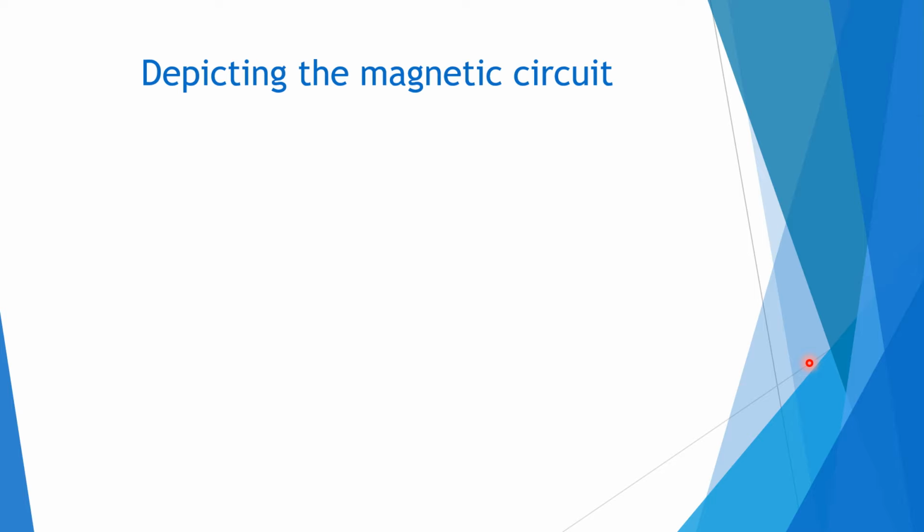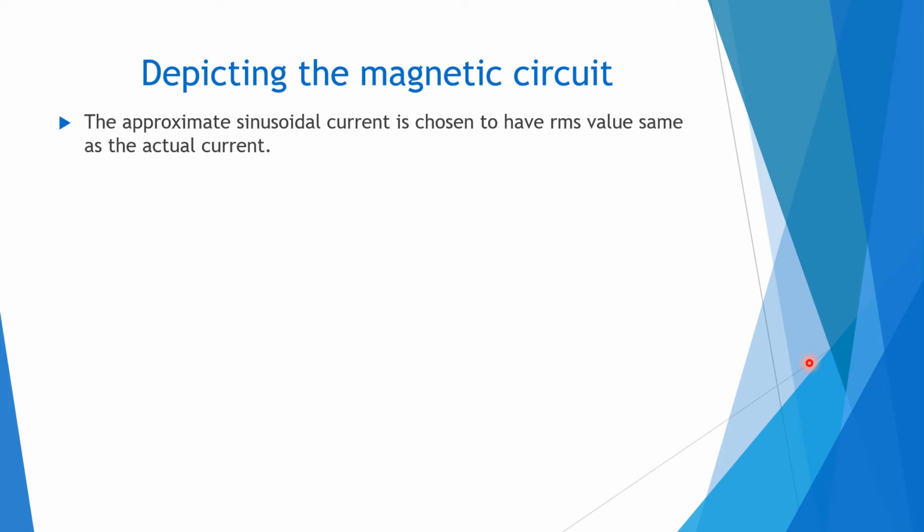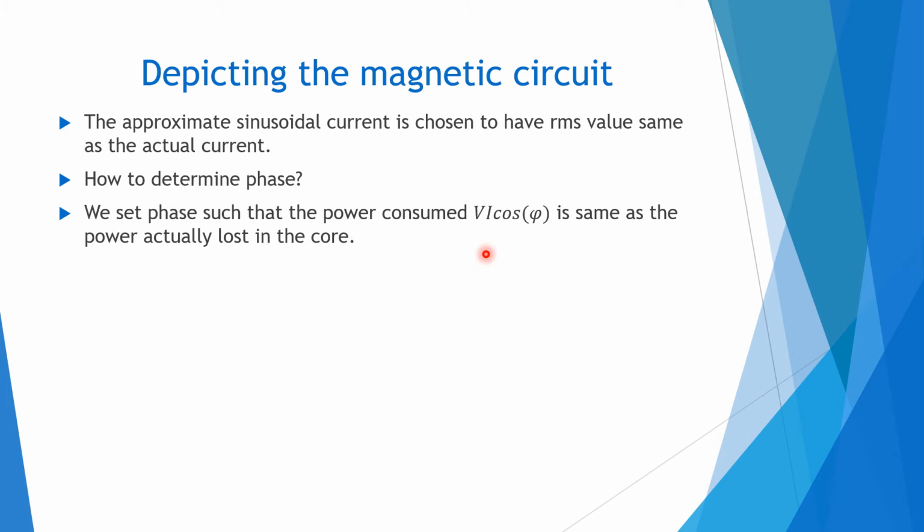So how do you approximate it? Basically we are trying to transform the magnetic circuit into some electrical component. The approximate sinusoidal current is chosen to have the same RMS value as the actual current. But how do you determine that phase shift from the V? You determine it such that the power loss is the same. So V I cos phi is the same.